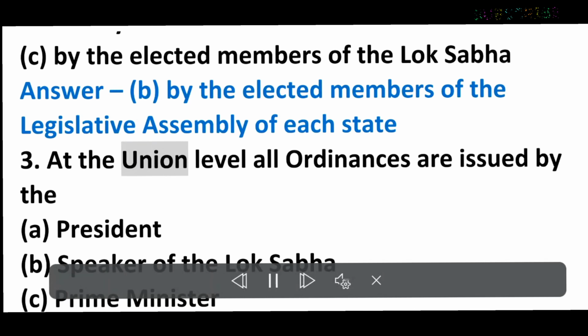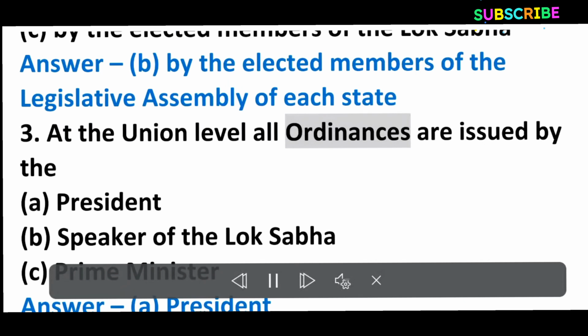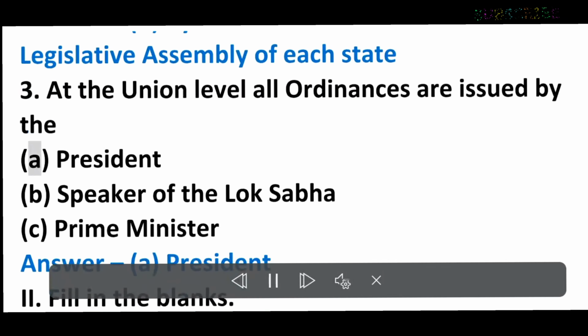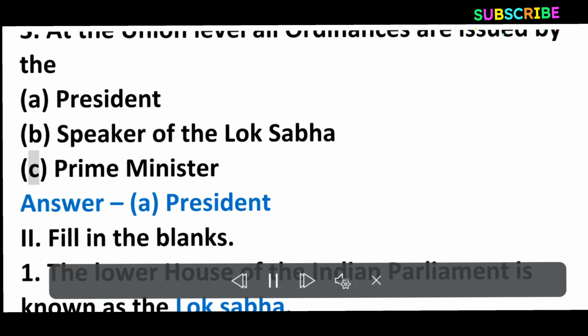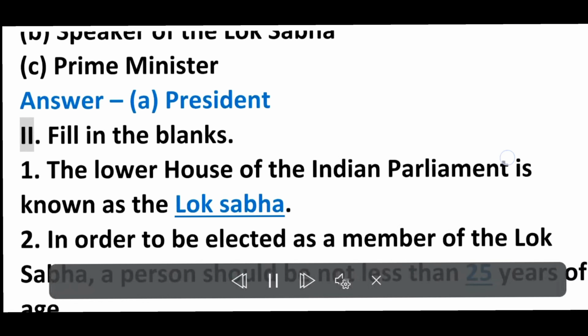3. At the union level all ordinances are issued by the a. President. B. Speaker of the Lok Sabha. C. Prime Minister. Answer a. President. 2. Fill in the blanks.